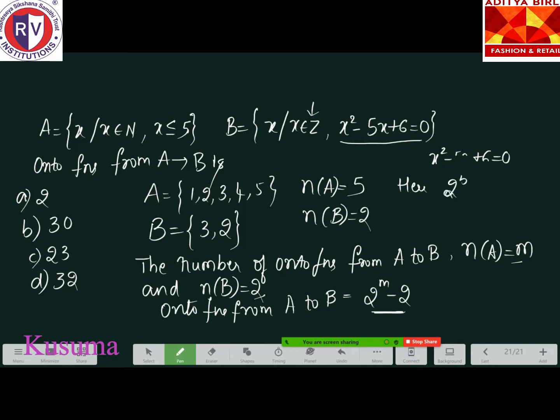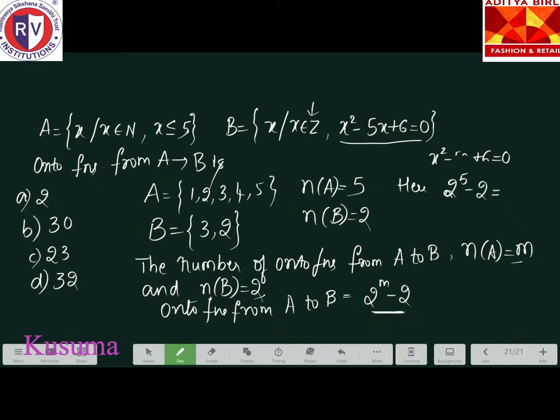Ma'am, is this only applicable when n of B is 2? Yes. This is applicable only when the number of elements in the set B is 2. Ma'am, what if it is more than 2? Then how to find it? So we'll have a problem like that and we will see that later.